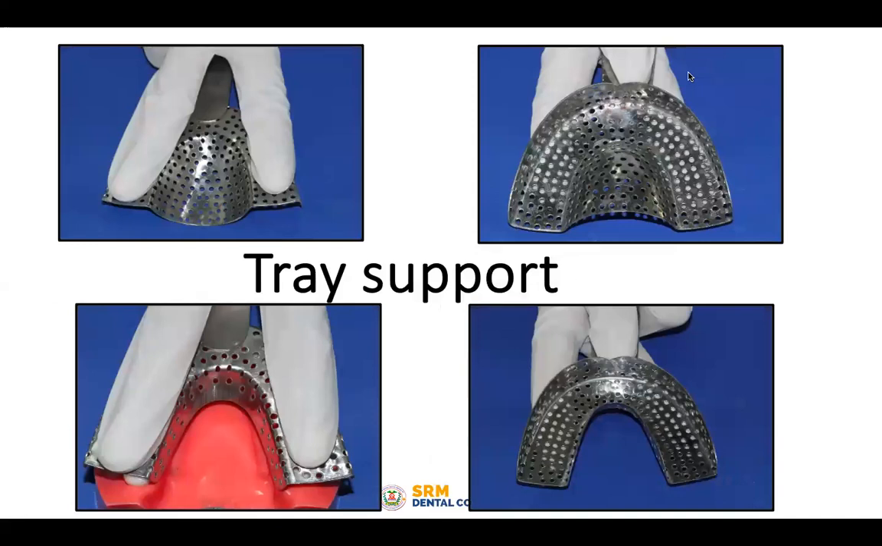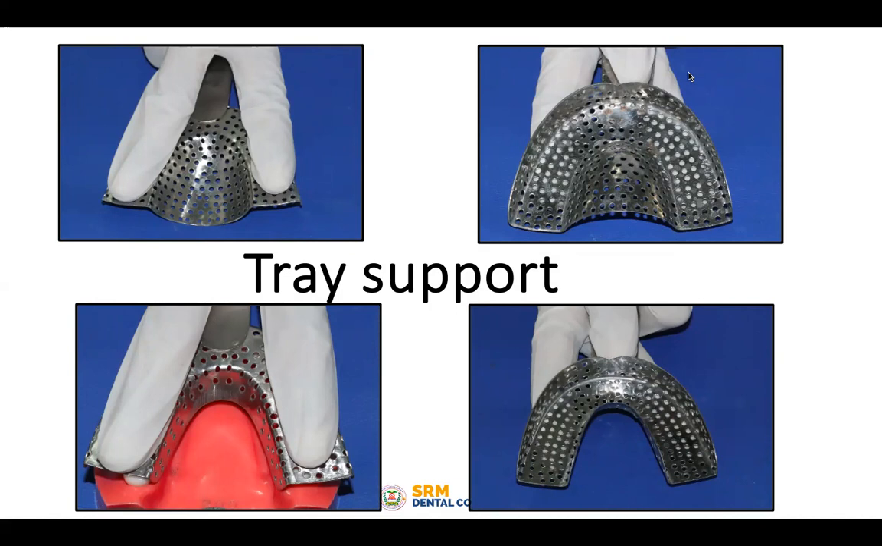The most important criterion at a preclinical stage is to know how to support the tray while making the impressions. See that the forefinger and the middle finger support the body of the tray, and the thumb is located at the handle of the tray. Guide the tray at an angulation inside the patient's mouth, so it's easy to take the tray into the patient's oral cavity.